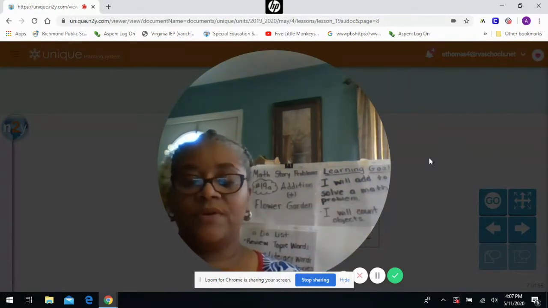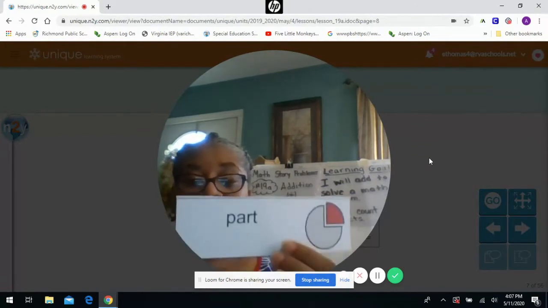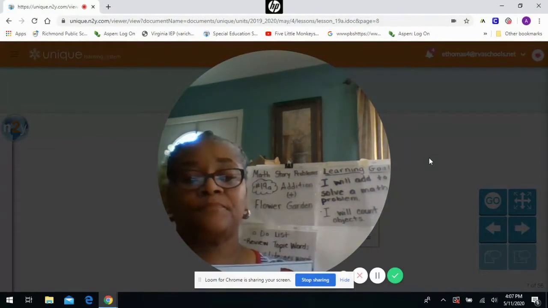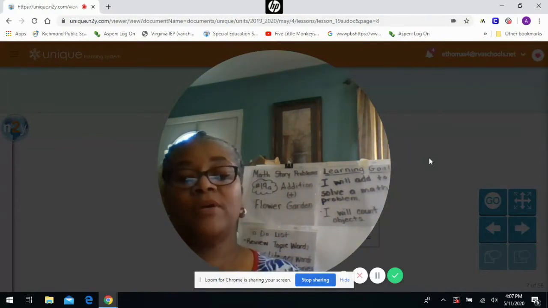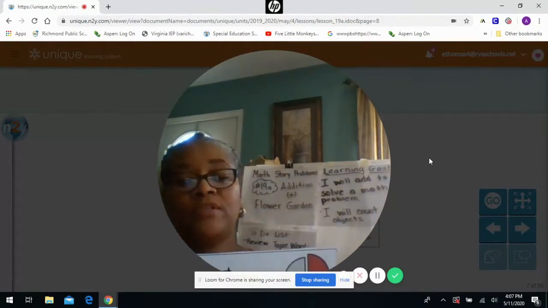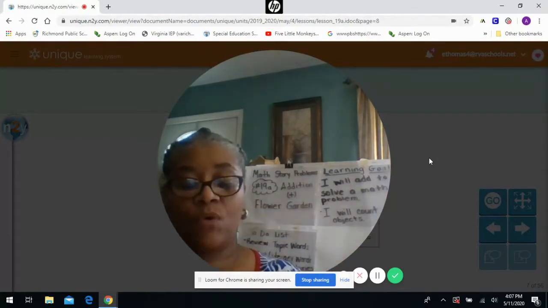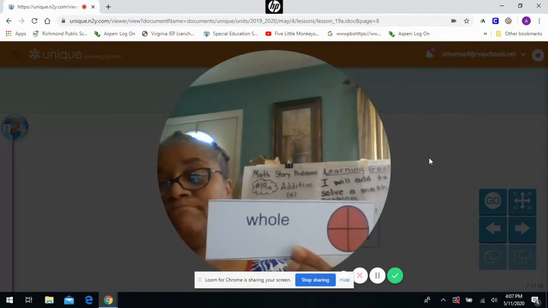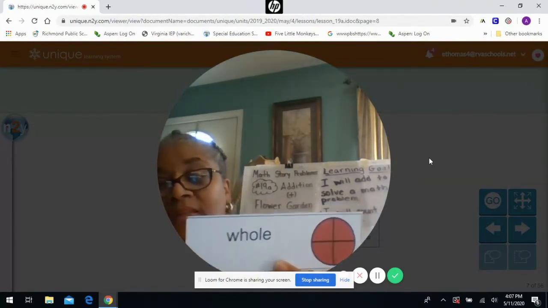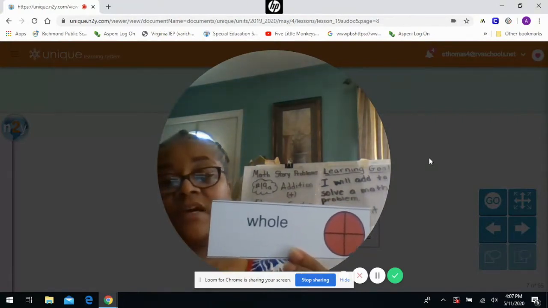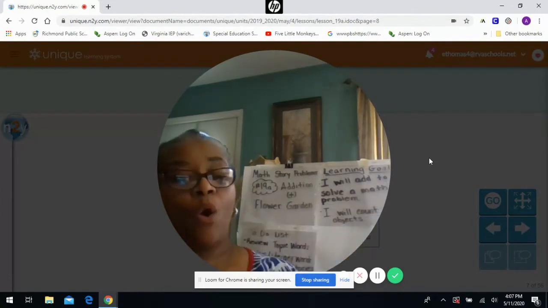Another word is part. A part. This part is colored. So that's part of the whole. Part, a piece of the whole. Then we have the whole. That means all of it. Everything is colored. All of the sections are colored. Whole.